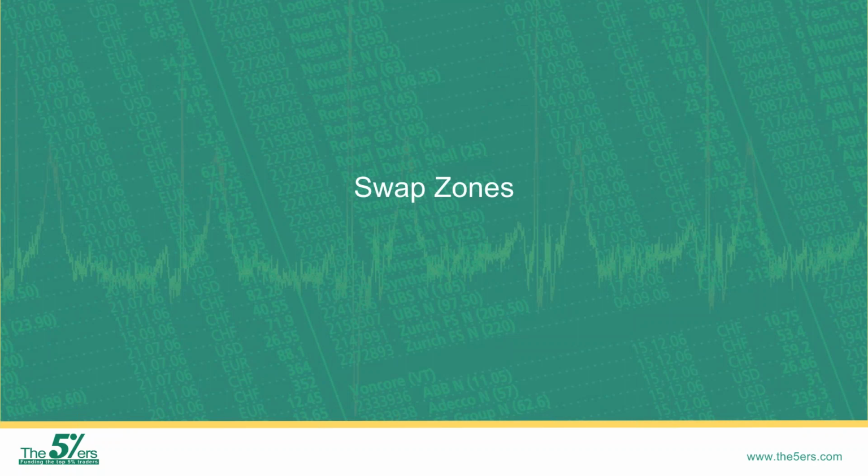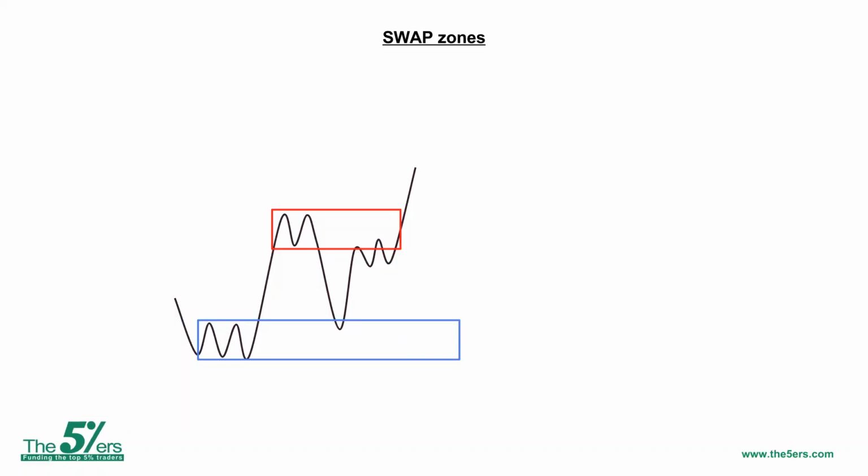Okay, so let's start talking about a new concept which we call swap zones. The market is all about respecting and not respecting levels, right? If price would always respect levels, then there wouldn't be any secret to the market. Everything would be too obvious and nothing would make sense anymore. So levels and zones are made to be broken.